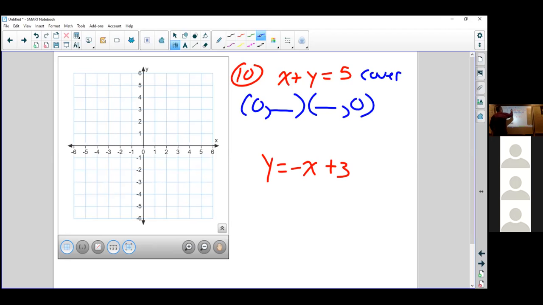Okay, and so I'm going to go ahead and do my cover method. I like my heart, I thought that was fun. This 0 here is an x value, so I get y equals 5. So 0, 5, that's up here. Then this is a y value, so I'm going to cover that up, so I get x equals 5.